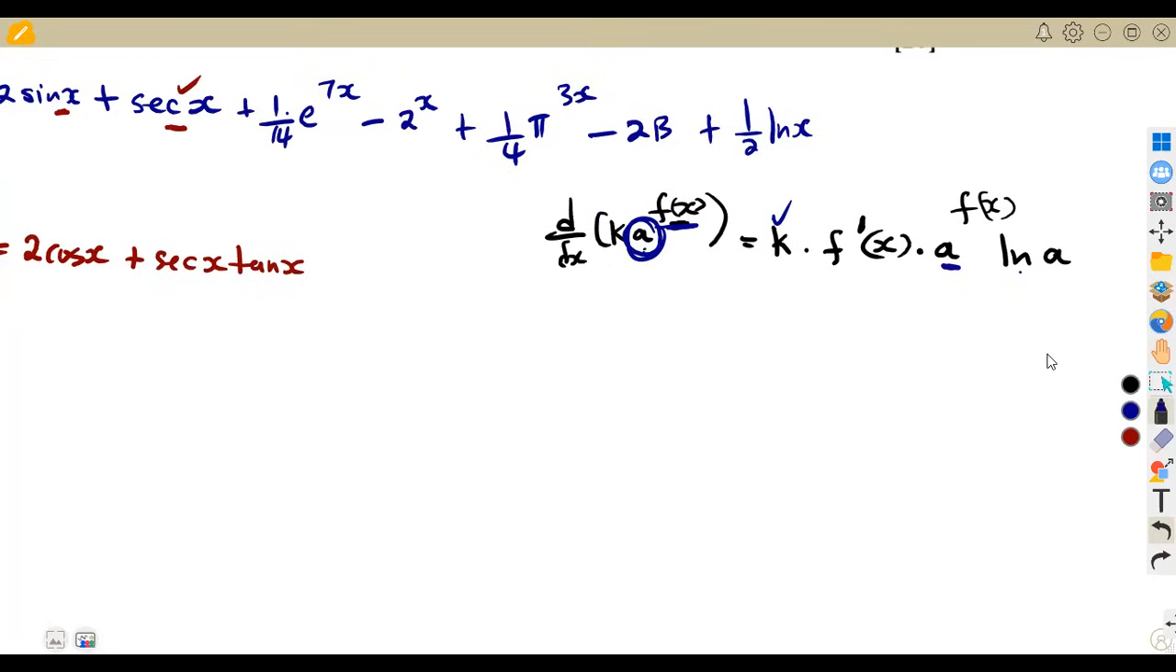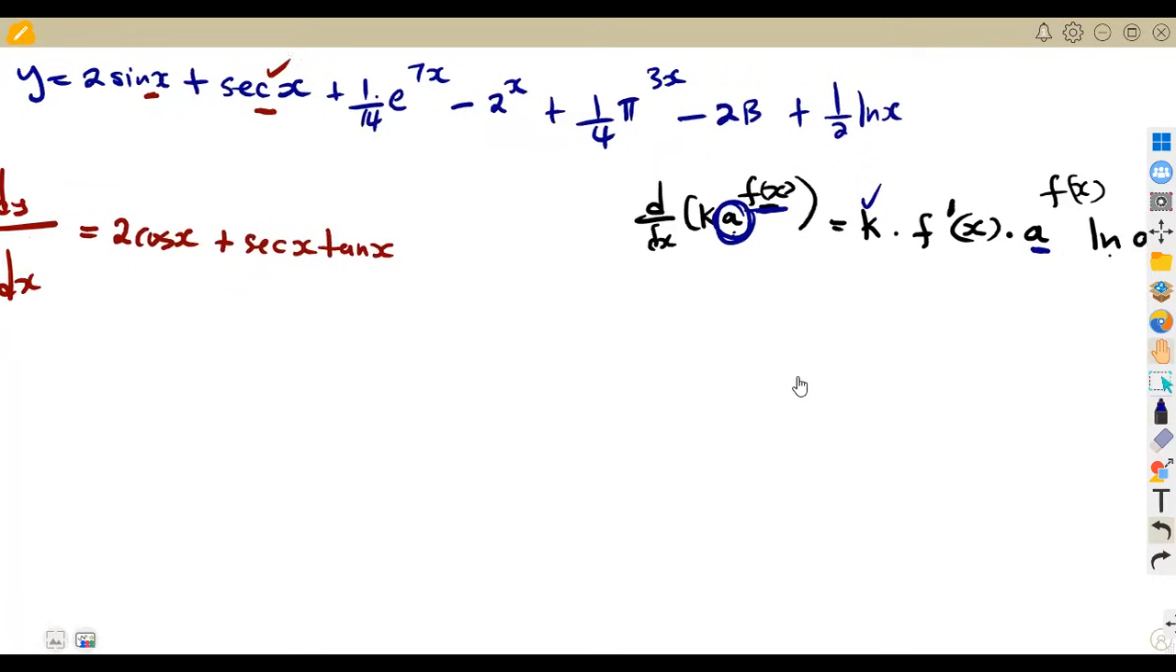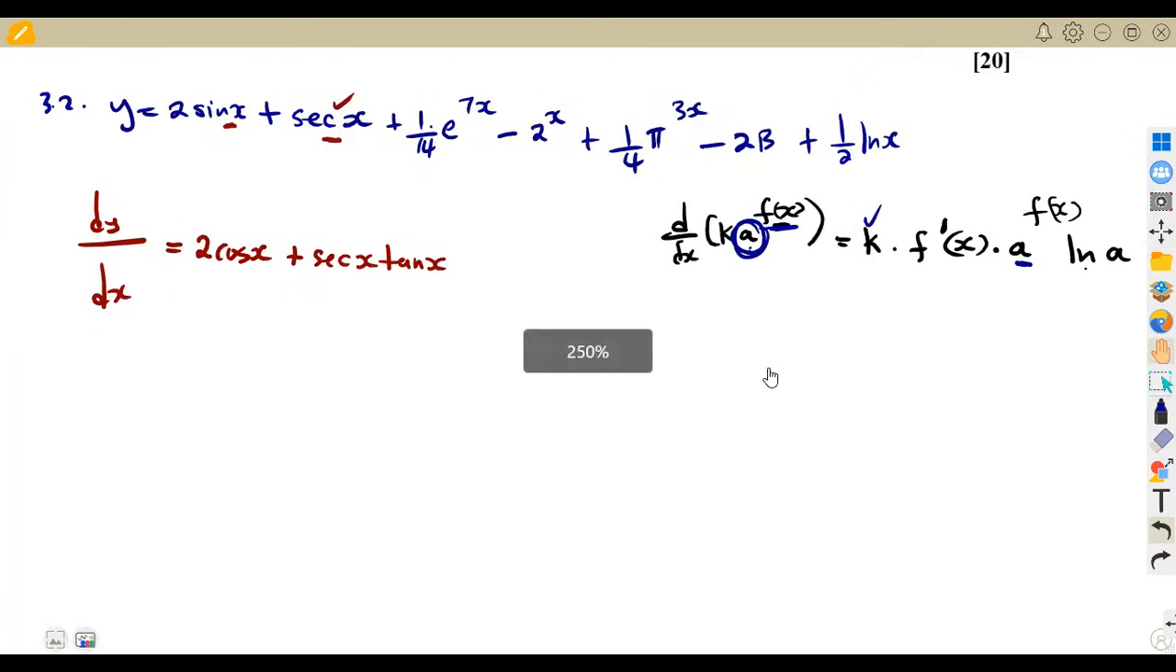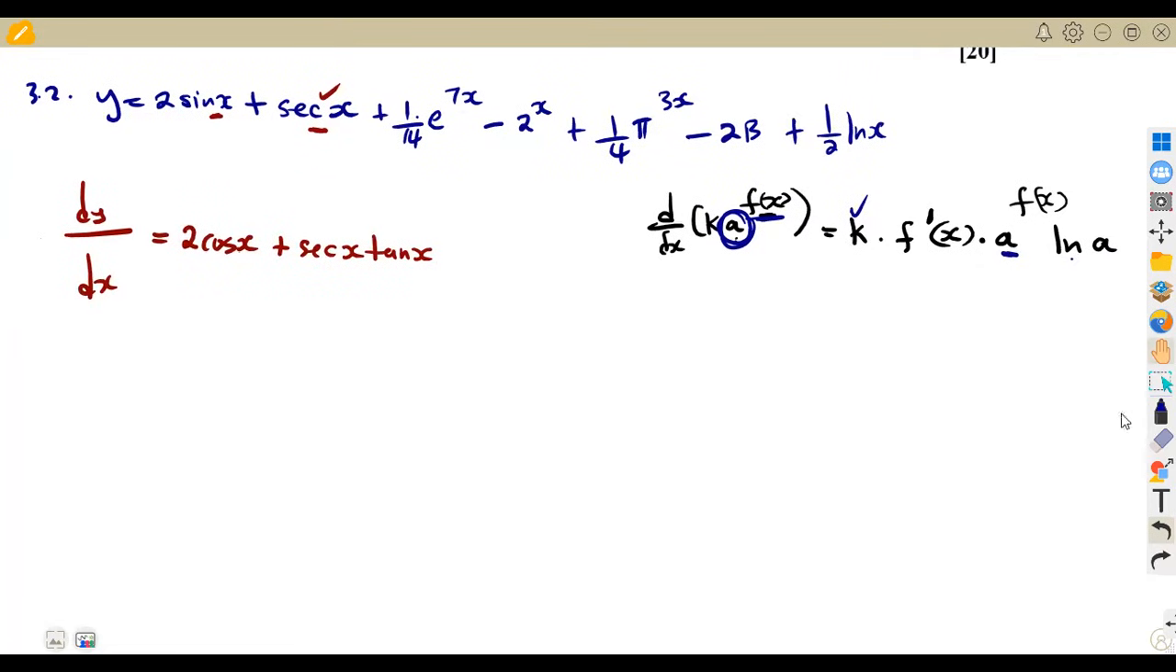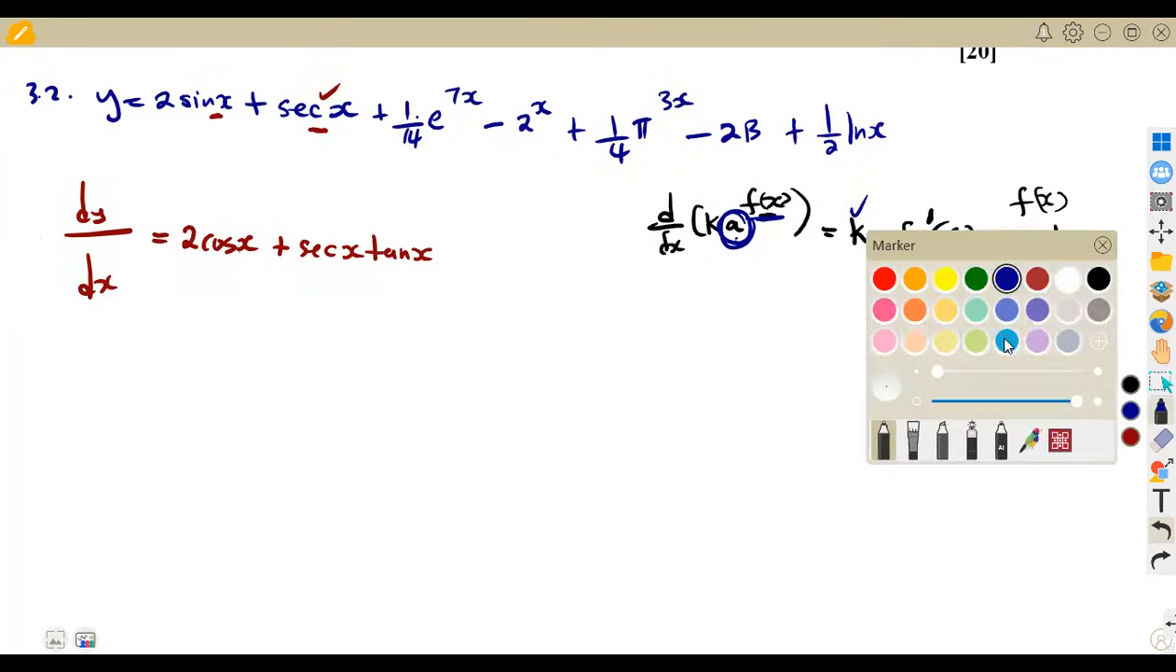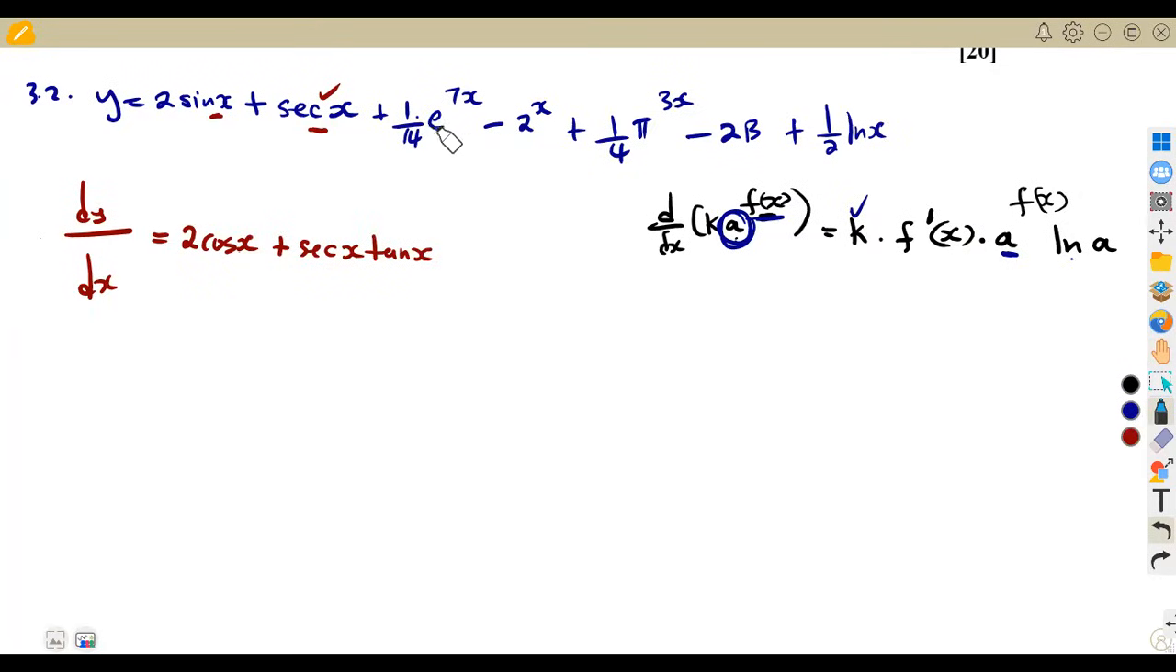If we are to consider this, we are going to see that on the e part here, this is k, which is 1 over 14. So we're going to have 1 over 14 times the derivative of f of x, which is the derivative of 7x, which is 7, times a to the exponent of f of x, which is e to the exponent of 7x, times the ln of a, which is the ln of the base, which is the ln of e.